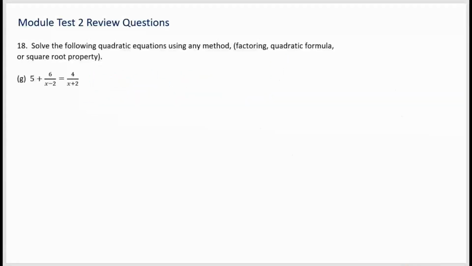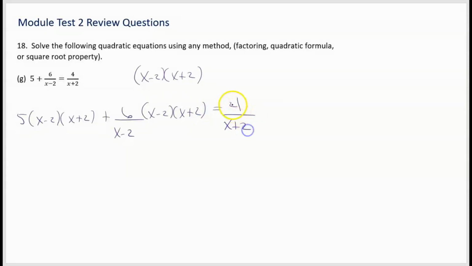Now, this problem is similar to our last one. Variable in the denominator, we have to get it out. How do you do that? You multiply all of your terms by the least common denominator, y'all, which is x minus 2 times x plus 2. Okay, so I'm going to multiply this 5 right here times x minus 2 times x plus 2. I'm going to multiply this fraction, this 6 over x minus 2, also times x minus 2 times x plus 2.